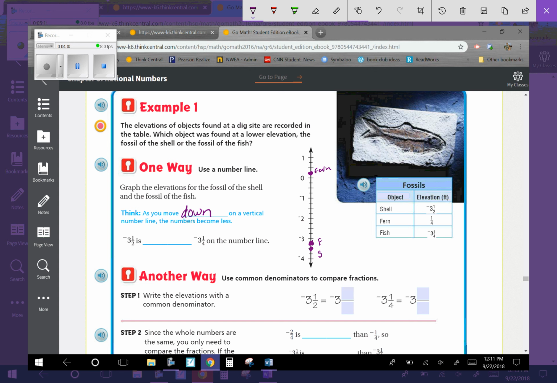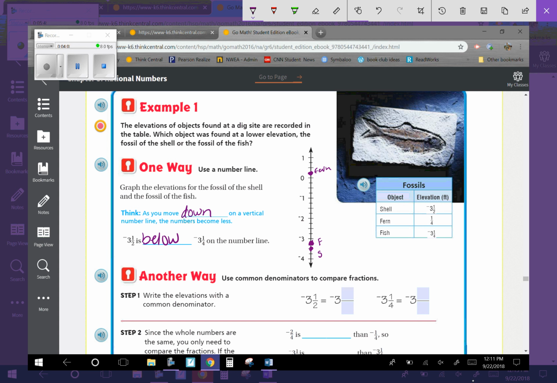So looking at this, -3 1/2 is below -3 1/4 on the number line, which would make that one the lowest. So another way is to use common denominators to compare fractions. This is something we have done before. So write the elevations with a common denominator.